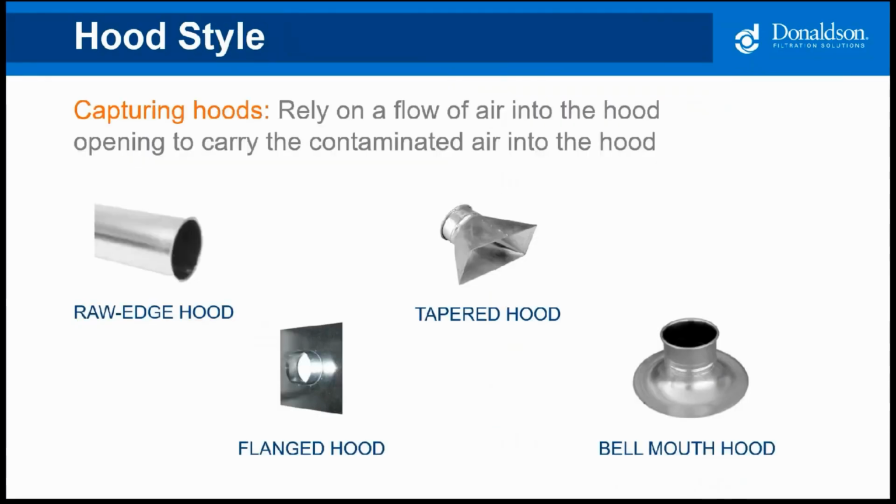The most common hood style used in woodworking systems is a closed capturing hood. It relies on establishing a general flow pattern in the hood opening to produce a capture velocity at a specific distance from the hood. There are four main types of capturing hoods. On the slide, they are in order from least to most efficient and also in order from least to most expensive. So you have a raw edge hood, flanged hood, tapered hood, and then a bell mouth hood.